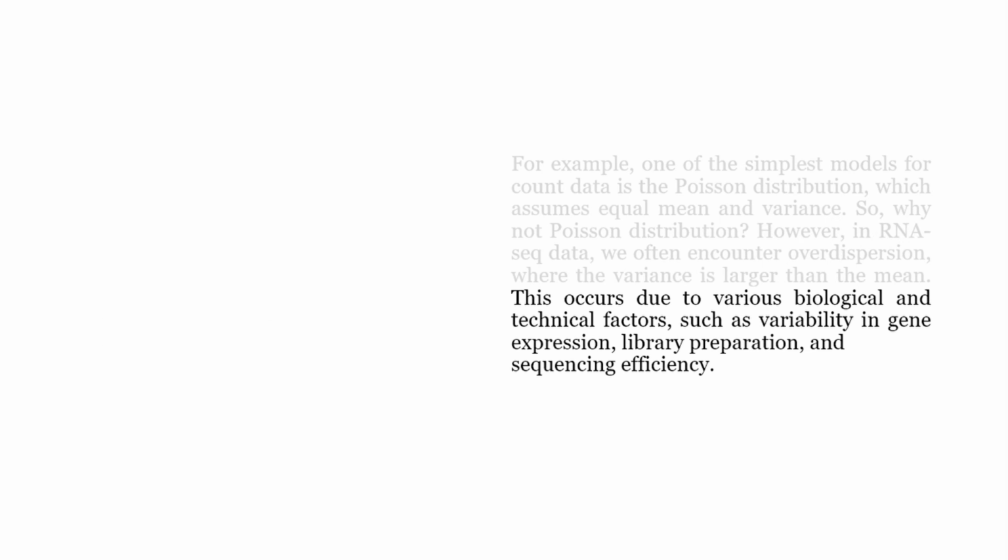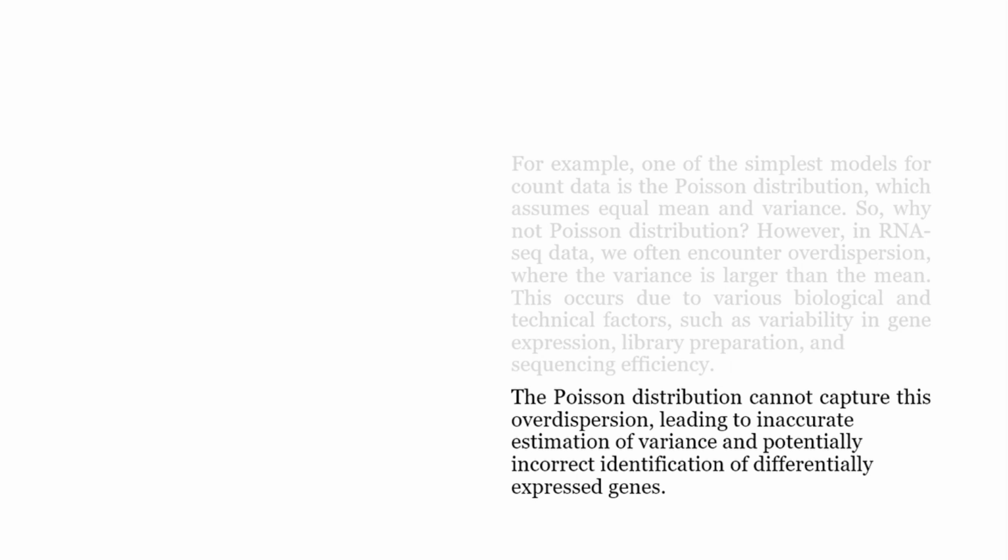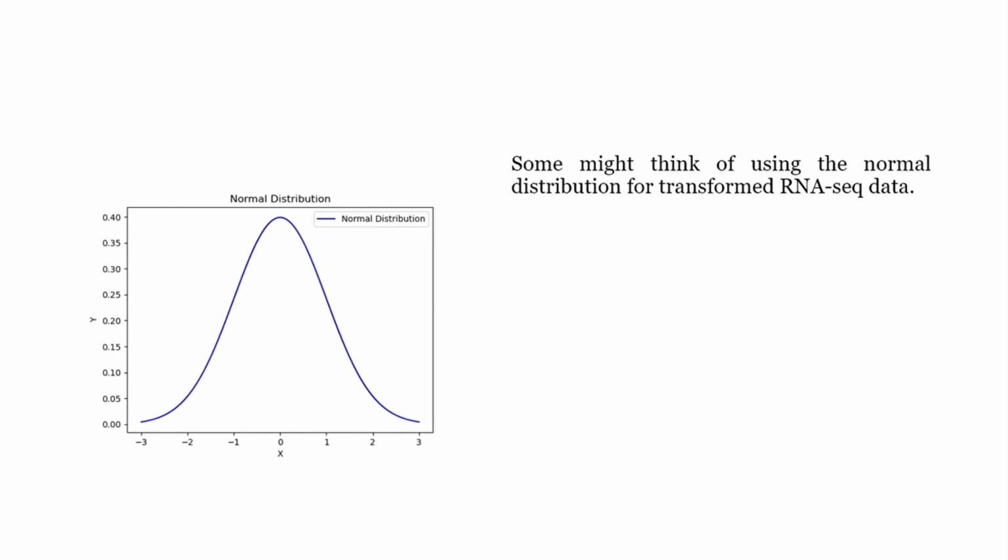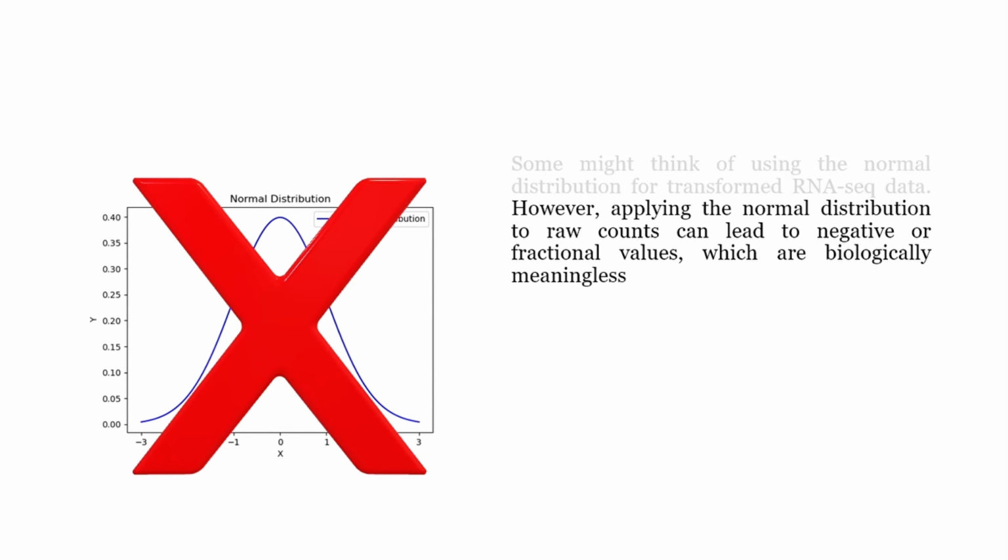This occurs due to various biological and technical factors, such as variability in gene expression, library preparation, and sequencing efficiency. The Poisson distribution cannot capture this over-dispersion, leading to inaccurate estimation of variance and potentially incorrect identification of differentially expressed genes. Some might think of using the normal distribution for transformed RNA-Seq data. However, applying the normal distribution to raw counts can lead to negative or fractional values, which are biologically meaningless.